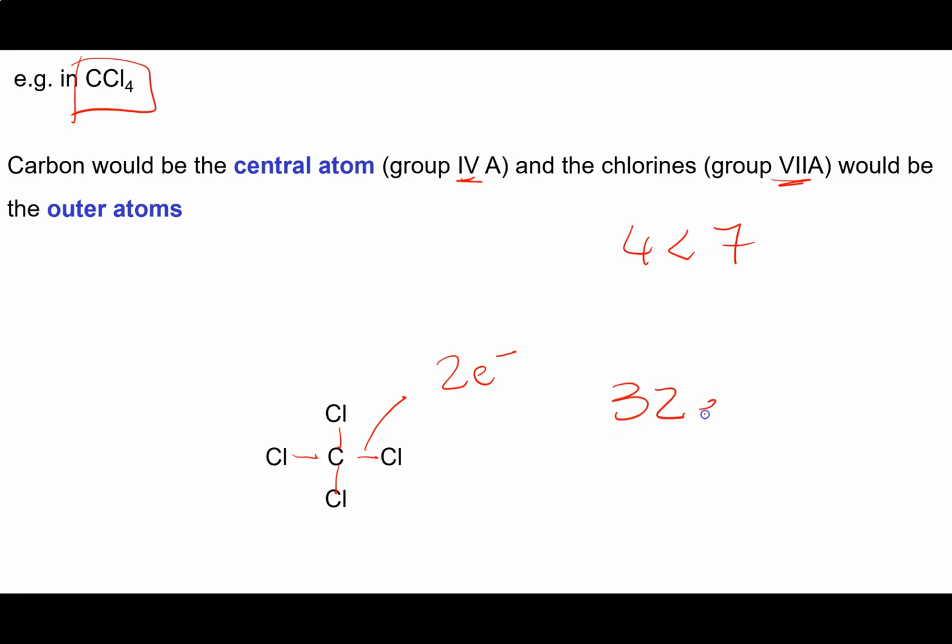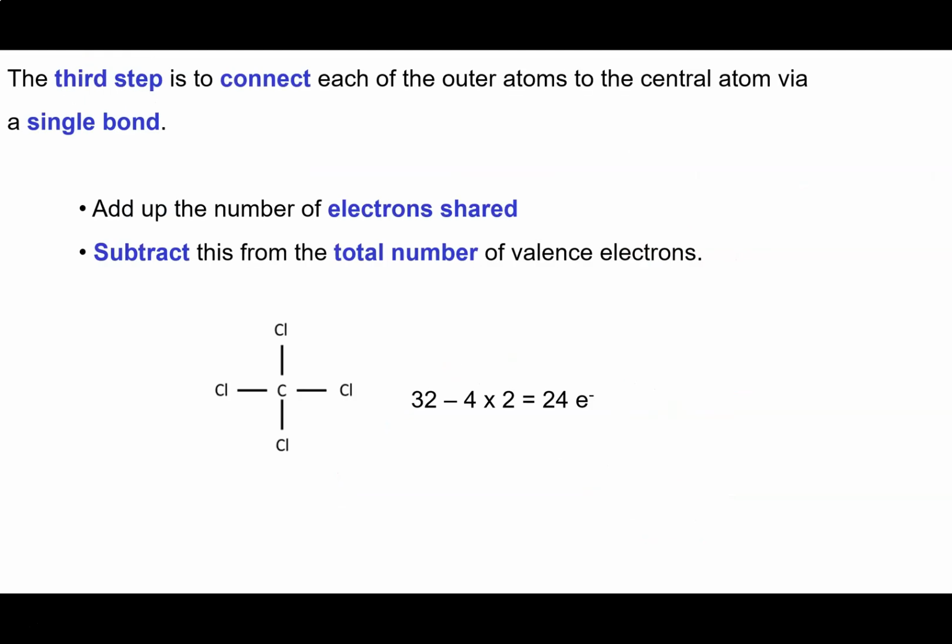So we had a total of 32 electrons to form the molecule, and then we've used 4 times 2 electrons to create those single bonds, and that leaves 24 electrons left to finish everything else off. So once we've got our central atoms and outer atoms identified, we're going to connect those together with single bonds, and then we're going to subtract that number of electrons that we used to make the single bonds from the total. So our third step is to connect the outer atoms to the central atoms via a single bond, and then subtract the electrons that we used from that total that we calculated in the first step.